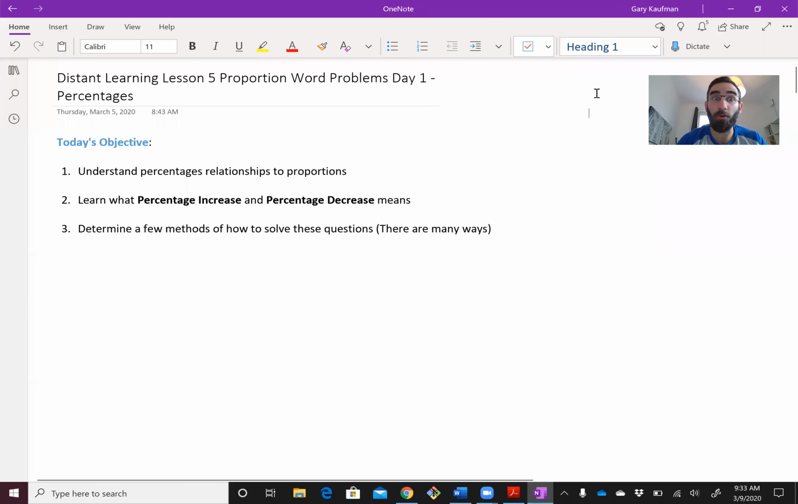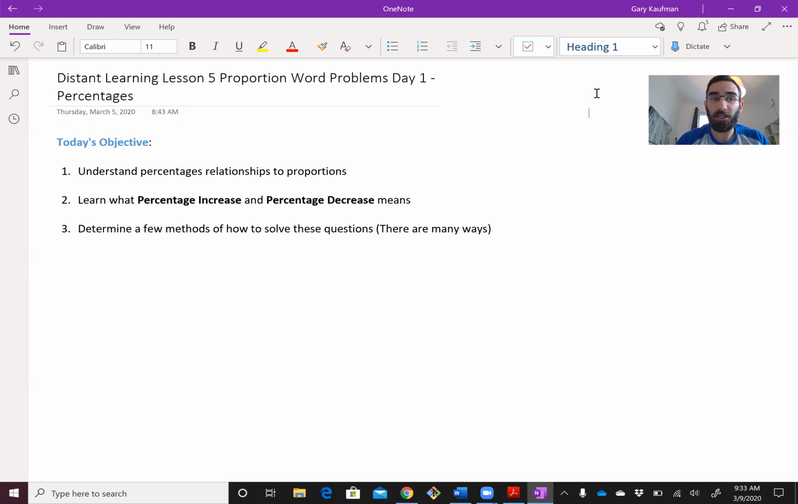Hi, everyone. So as promised, we've done equations with word problems, inequalities with word problems, and now we're going to be doing proportions with word problems. Now, the proportions that we're looking at, a real application of this is percentages.